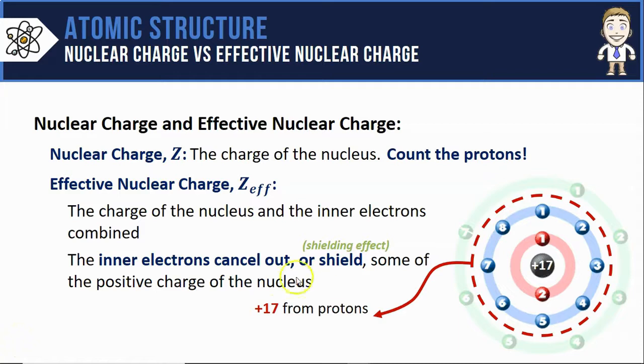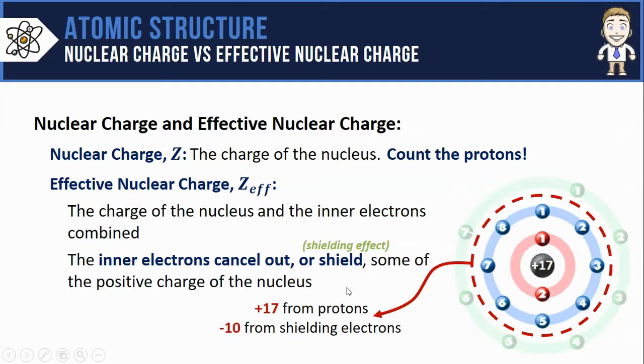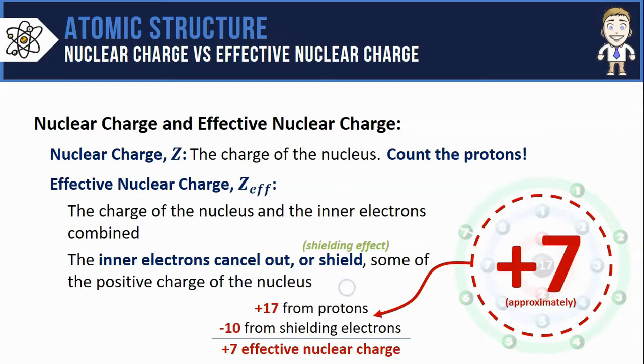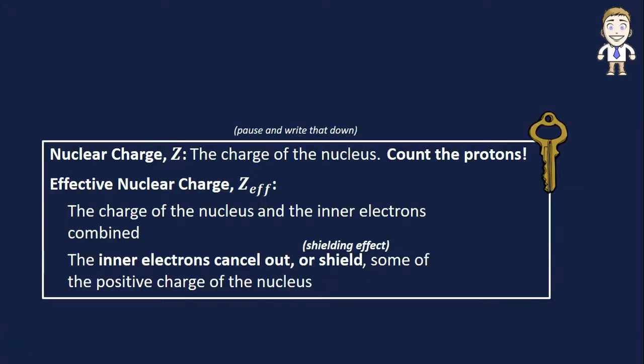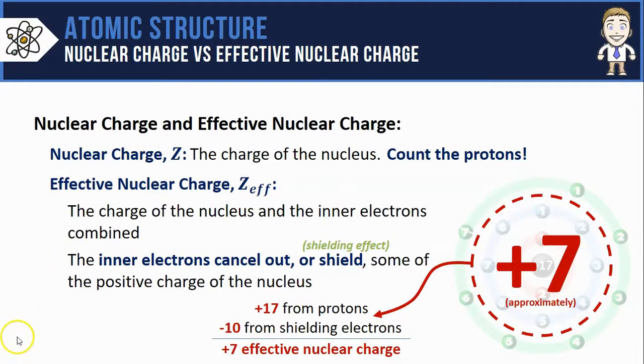Since those 10 electrons are canceling out some of that positive 17 from the nucleus, we subtract out 10 from that 17, leaving us with a plus 7. That is the effective nuclear charge of that nucleus and these core electrons combined. Now, a lot of sources will call this an approximate value, and that is true, but it's also a pretty good way to compare the effective nuclear charges between atoms. Make sure you've taken some time to pause and write down these key ideas.